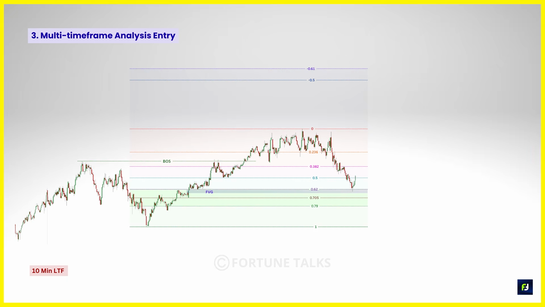So what we need is a market structure shift on this lower time frame chart. When we see a change of character happen, we can consider entering a long position. In this trade, we know that the higher time frame trend is bullish and we are in the optimal trading zone. Then you can place a buy limit order at the OTE area and set your stop loss below the lowest point before the market structure shift happens.